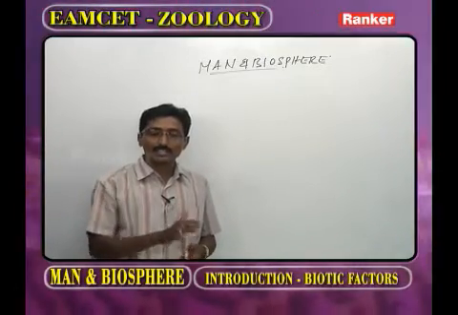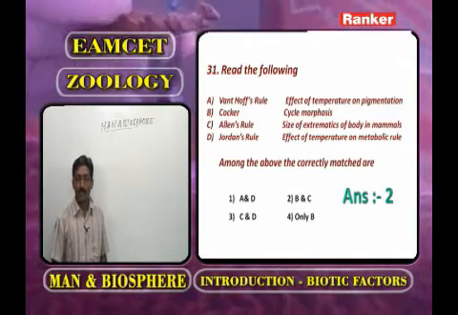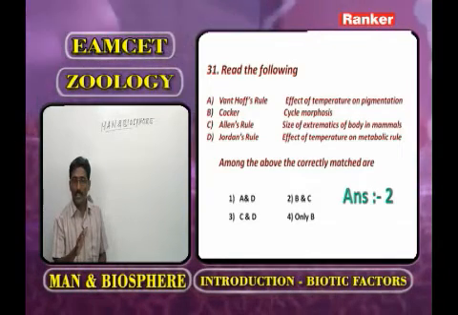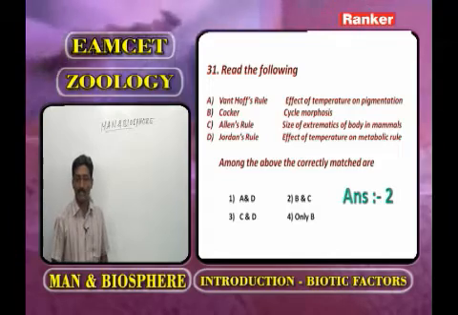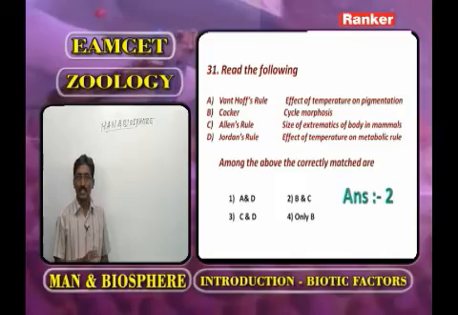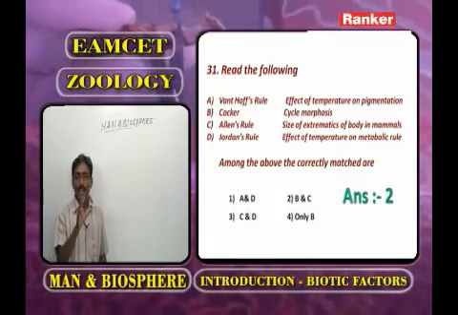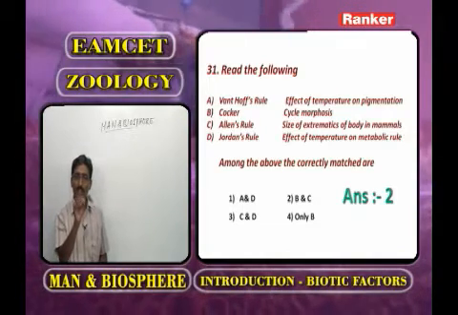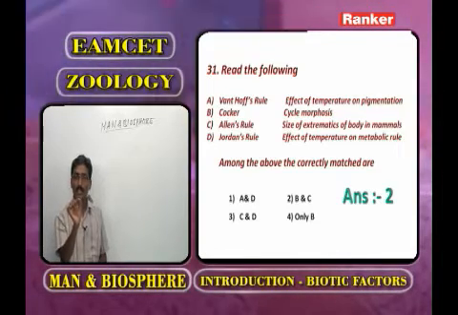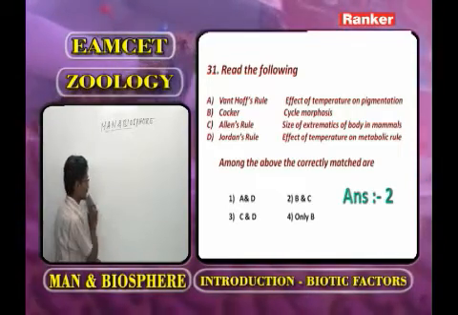Based on this information, Van 't Hoff: effect of temperature on metabolic rate. Cocker: cyclomorphosis. LNC rule: effect on size of extremities. What about Jordan's rule? The effect of temperature on segmentation. What about the pigmentation? Gloger's rule. According to Gloger, those animals that live in the tropical countries are more pigmented. Gloger's rule is applicable to pigmentation. Now we go for the next question.